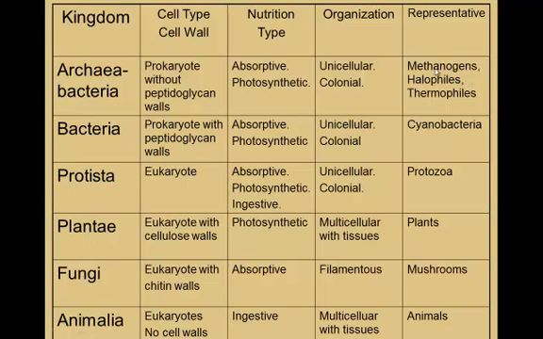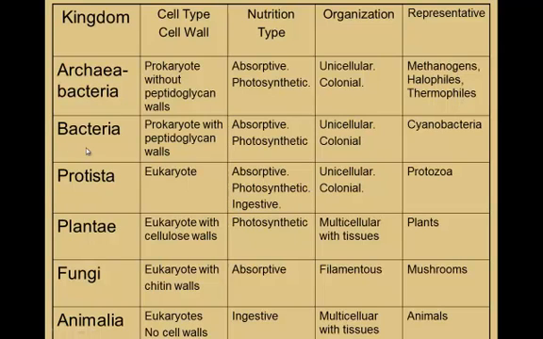Representatives of archaea include methanogens. These are methane-producing bacteria. They are sometimes called swamp gas. Sometimes this swamp gas can spontaneously combust. Also, among the archaea are included halophiles, salt-loving bacteria, and thermophiles, heat-loving bacteria.